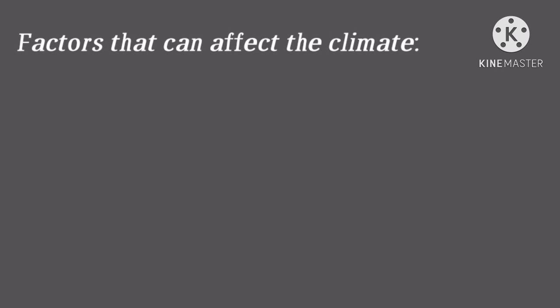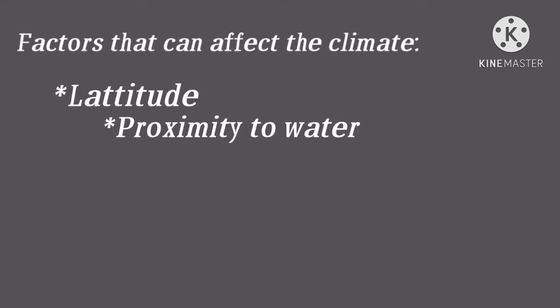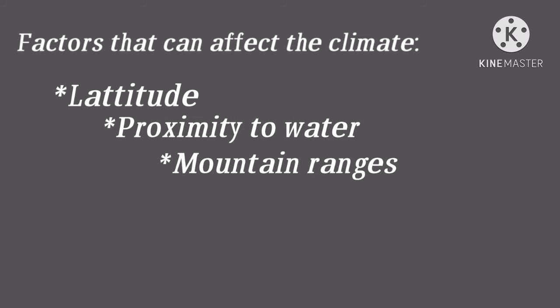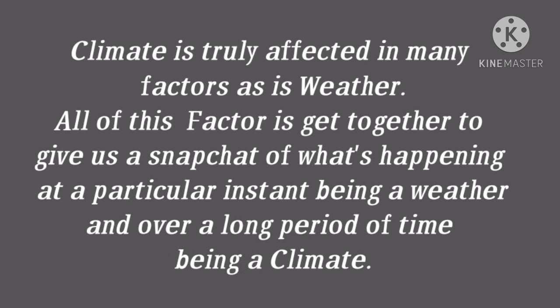Climate, on the other hand, is affected by different factors. It is affected by latitude, proximity to water or how close you are to the water, mountain ranges, elevation, ocean current, or whether you are in a particular wind and pressure belt. Climate is truly affected by many factors, as is weather. All of these factors get together to give us a snapshot or a hint of what is happening at a particular instant, being weather, and over a long period of time, being climate.